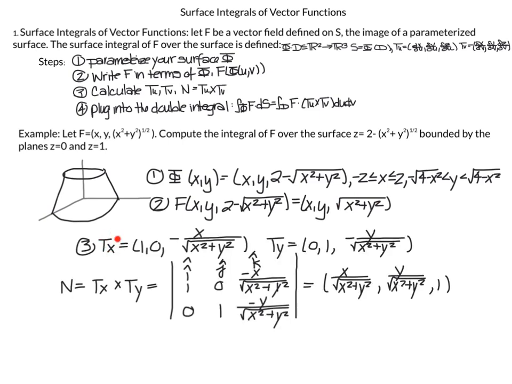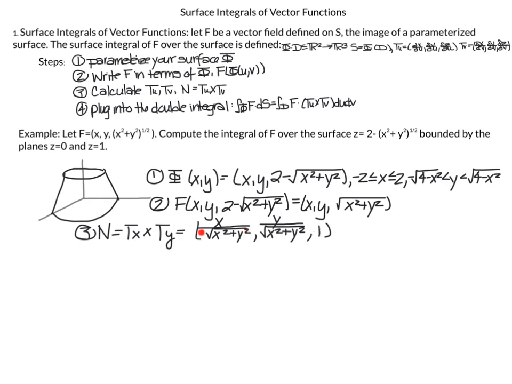I compute my tangent vector with respect to x. So here x is equal to 1. With respect to x, this is 0. And then this with respect to x is negative x over square root of x squared plus y squared. Similarly, we have our tangent vector with respect to y. And then we get our normal. We cross our two tangent vectors to get our normal. And this is our solution.